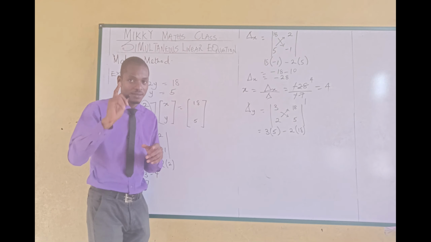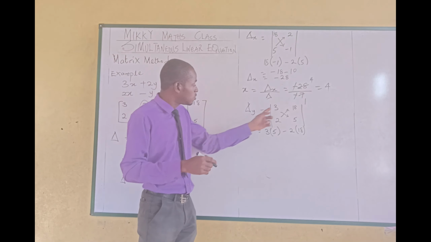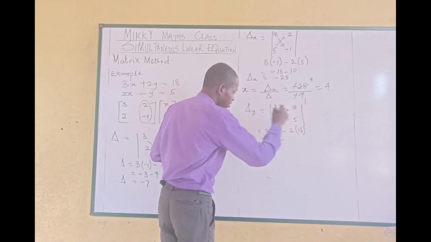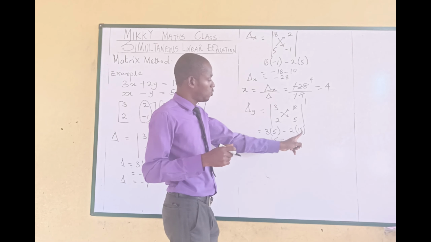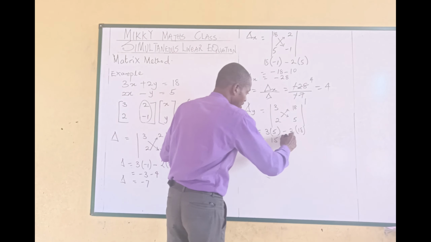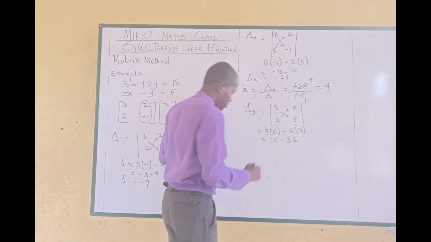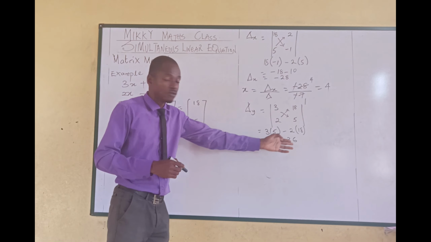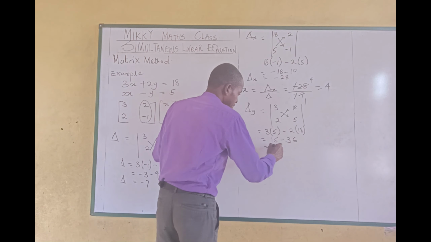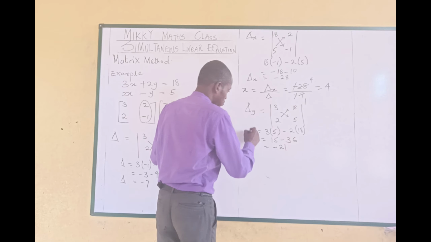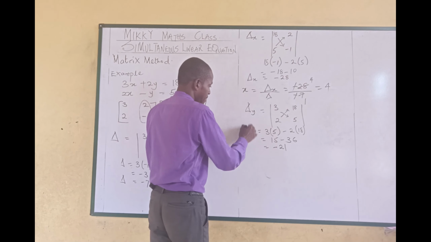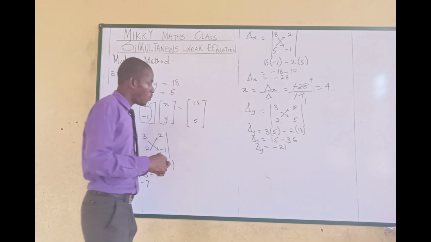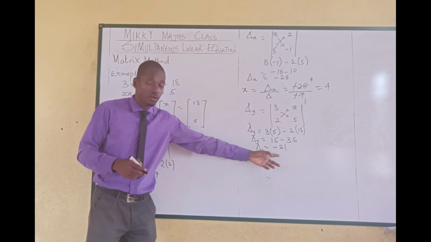Okay, let's continue. 3 times 5 is 15, minus 2 times 18, that's 36. Now you have 15 minus 36, which is minus 21. So the determinant of y here is minus 21.